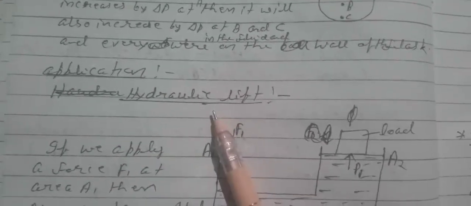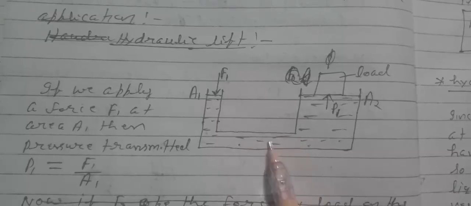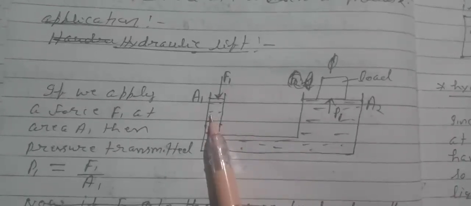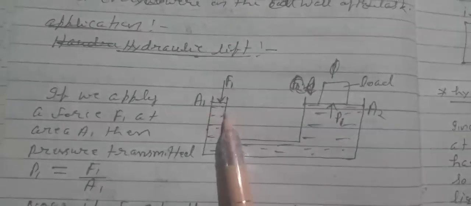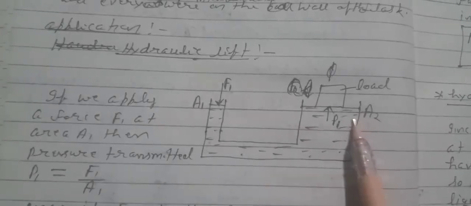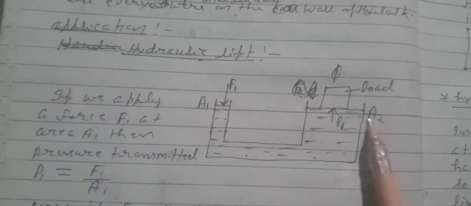Application of Pascal's law of transmission. This law is used to make a hydraulic lift. The situation is shown in the figure. Here two cylindrical bodies are filled with the same liquid and they are connected with a cylindrical tube also, but both cylinders have different cross-sectional areas. This cylinder has cross-sectional area A1 and this cylinder has cross-sectional area A2.